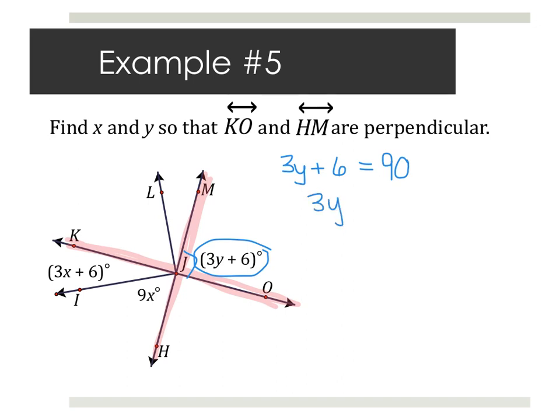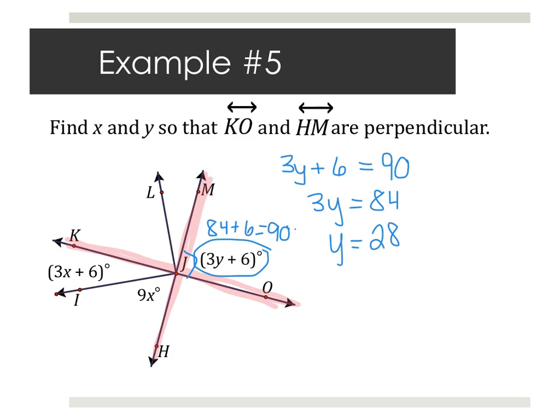So 3y is going to equal 84. Y is going to equal 28. I can always check that by plugging 28 back in. 3 times 28 is 84, plus 6 does equal 90 degrees, so I know that that's good.